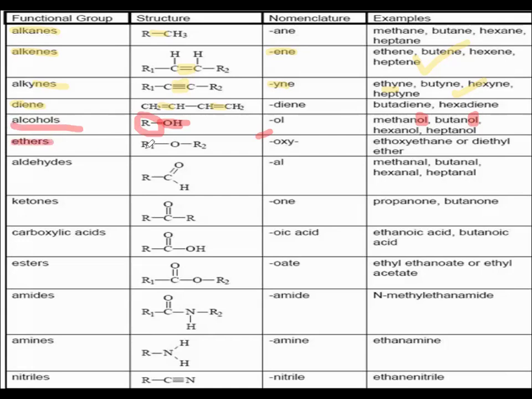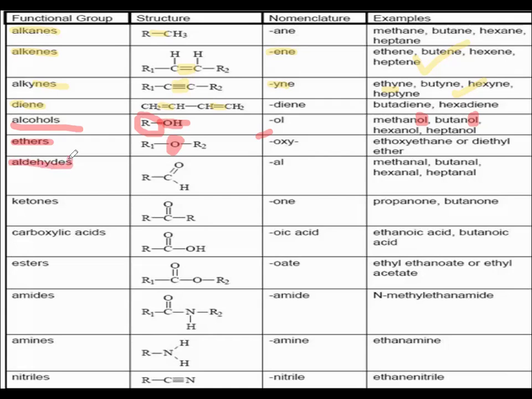The next we have is ethers. What is ether? Whenever we have two carbon atoms and the two carbon atoms are joined together with the help of an oxygen atom, like that we have carbon here and carbon here, and both the carbons are bonded to an oxygen atom in between them, it is known as an ether group. When two carbon atoms are bonded together with the help of oxygen in between them, then this type of functional group is known as ether group, and the suffix that is used to represent the ether is oxy, like ethoxyethane or diethyl ether. So this is the ether functional group.